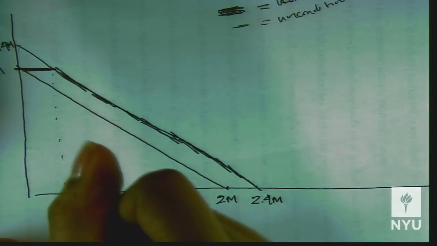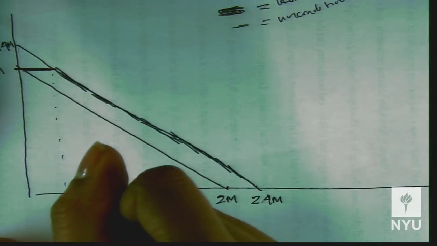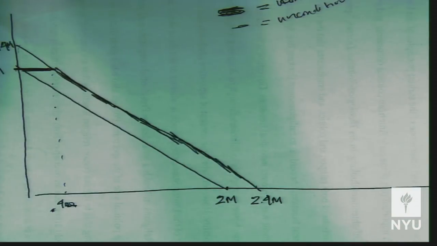Okay, so this is not 400. This is 0.4. I just screwed it up. But I'm just going to make a correction and say that's 0.4. Done. No reason to redraw it. It's good. We're done. Okay, these are our two graphs.